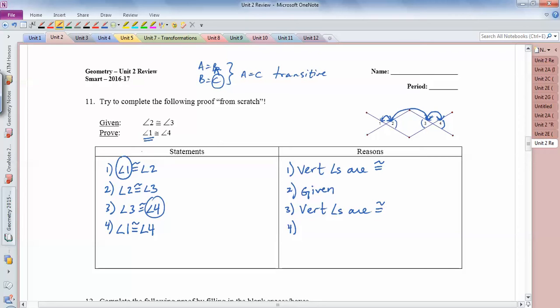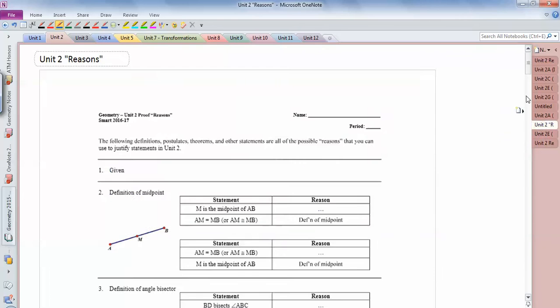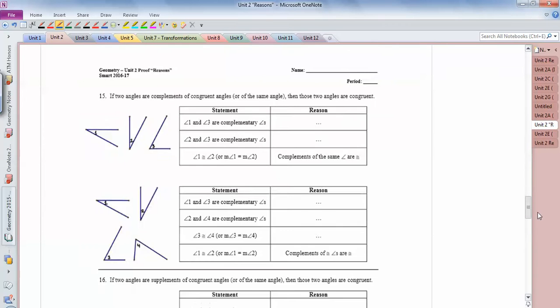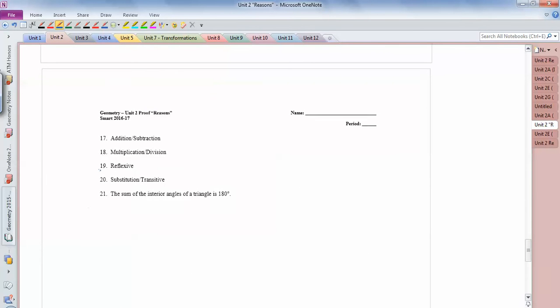So you could think of it as, take this line, and you know that 2 and 1 are the same, so you can replace the 2 with the 1. And take this line and replace 3 with the 4, and you get that line. So in my mind, that's also substitution. On the test, I take substitution or transitive. If you look at the reasons page that I gave you guys, I kind of lumped them together right here in number 20, so you don't really have to choose between them.